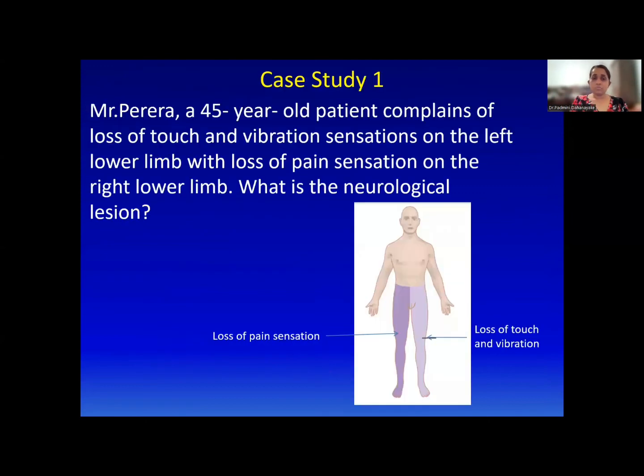Okay. Right, we will go through 3 case studies very quickly and try to locate some disorders. The first case study is on Mr. Pereira, a 45-year-old patient, who is complaining of loss of touch and vibration sensation on the left lower limb with loss of pain sensation on the right lower limb. So what is this neurological lesion? Now here you can see loss of pain sensation on one side and loss of touch and vibration on the other side.